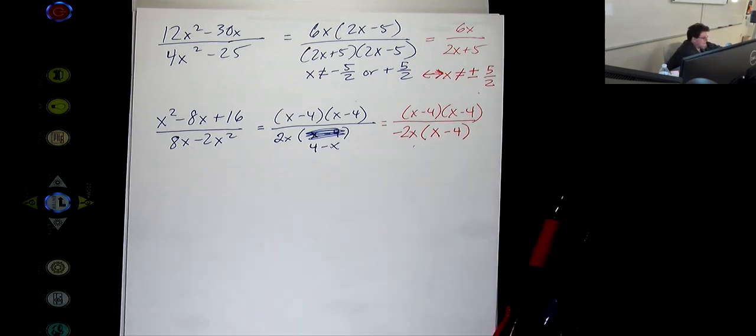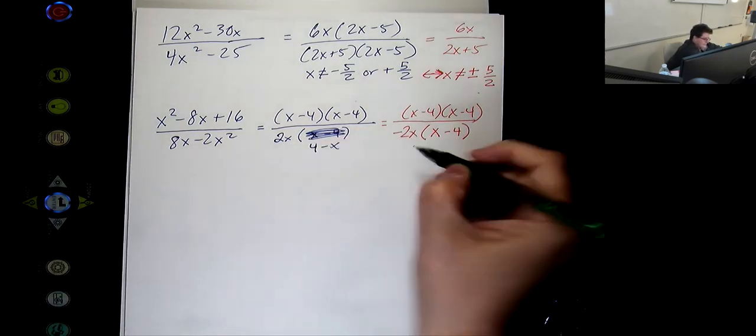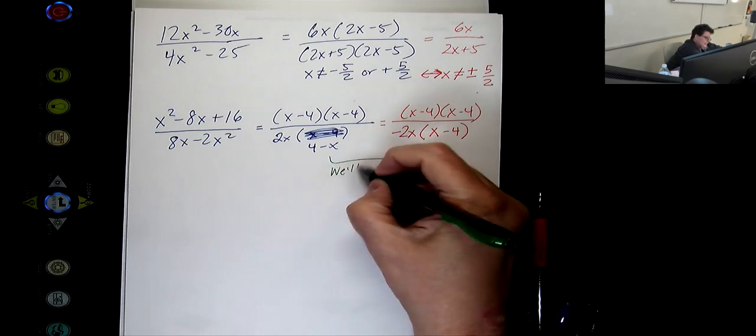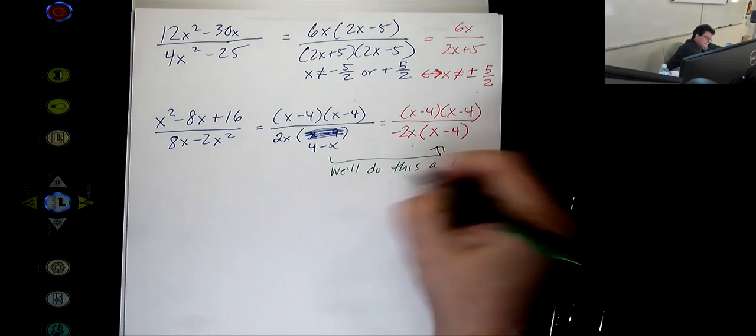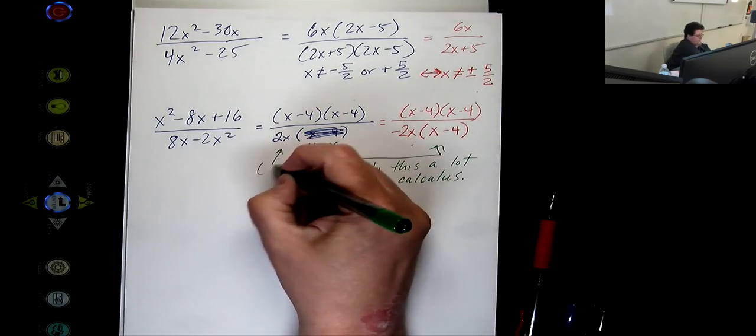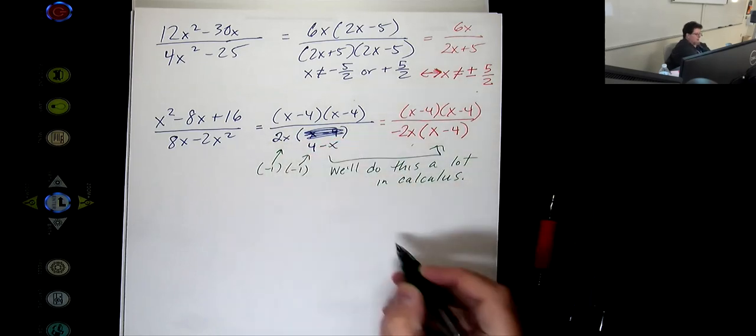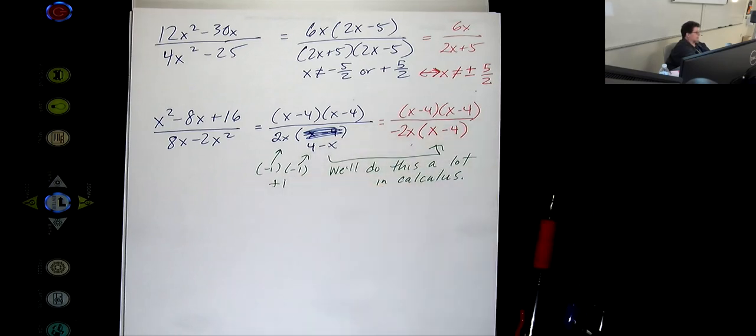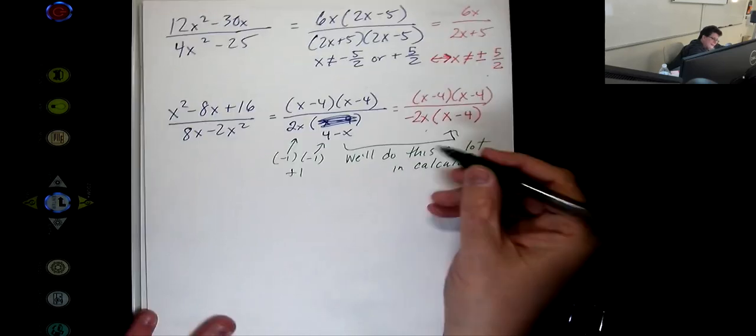So that's some sneaky stuff right there, right? This little trick right here, we'll do this a lot in calculus. So be on the lookout for introducing negative signs. There's two ways to look at it. You can either say I multiplied that by -1 and I multiplied that by -1, and therefore multiplying both is like multiplying by +1, and I can multiply anything by +1 and it doesn't change it. The other way of looking at it is I factored out a -1.